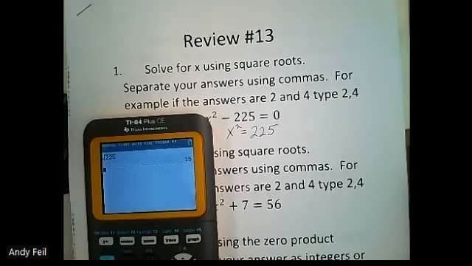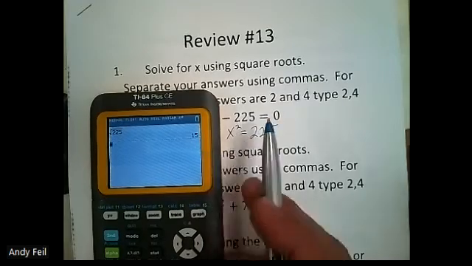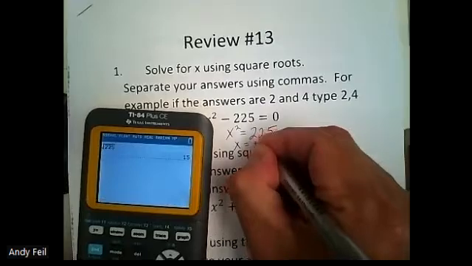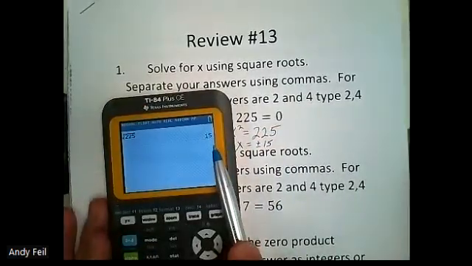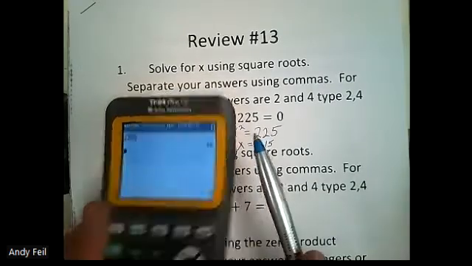And you get 15. Now, here's the hard part. What's the answer? Is the answer 15? Kinda and kinda not. What is the answer? It's plus or minus 15. Now, this is the important part. The calculator is only going to tell you the plus. You got to be smart enough to remember you got to have the minus also. So it's plus or minus 15.